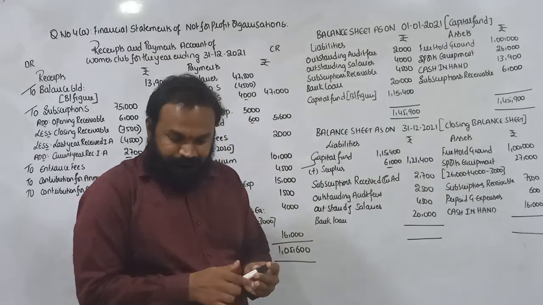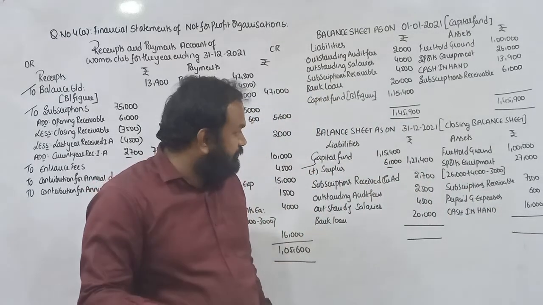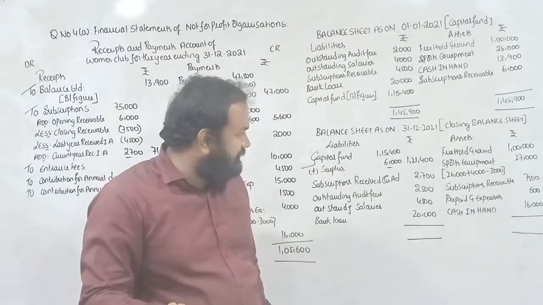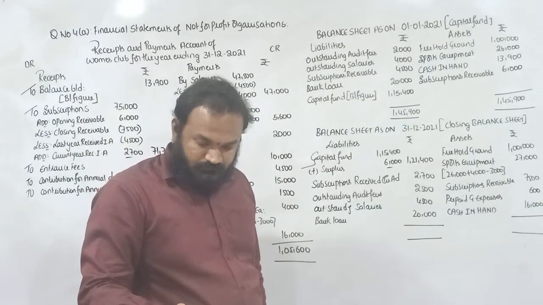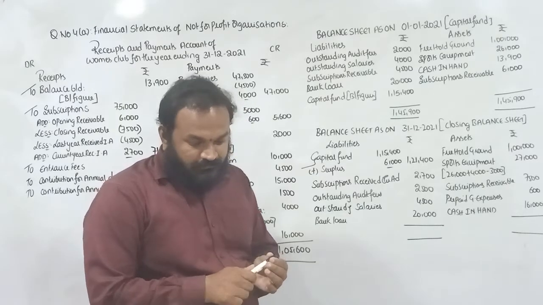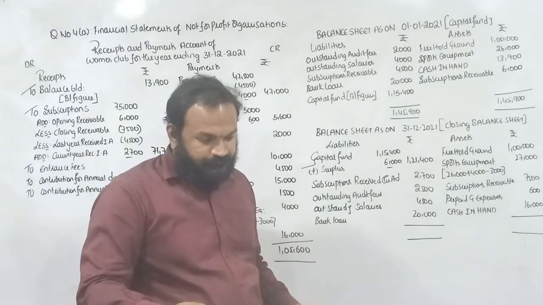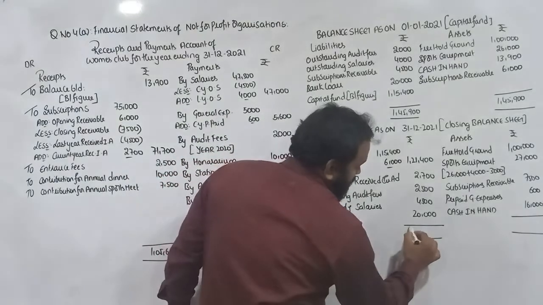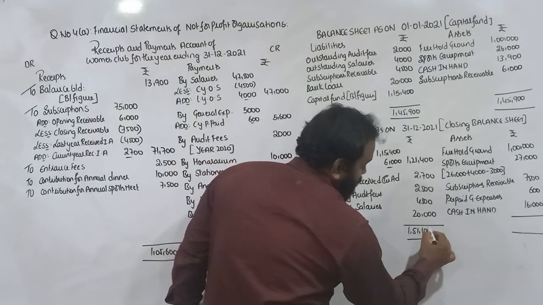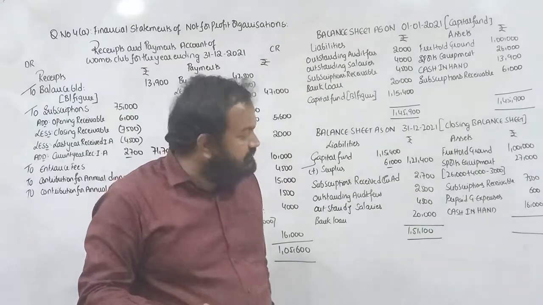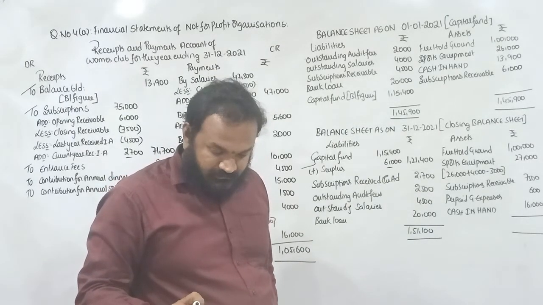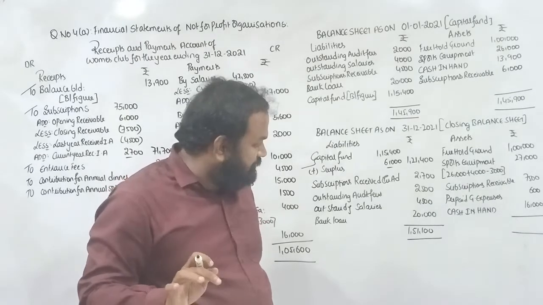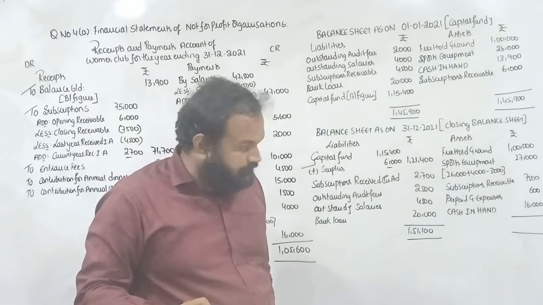What is the total? 121,400 plus 2,700, 151,100. Sorry, 100. Yes, exact. 151,100. I'll check that side also. 127 plus 7 plus 0.6 plus 16, 151,100.